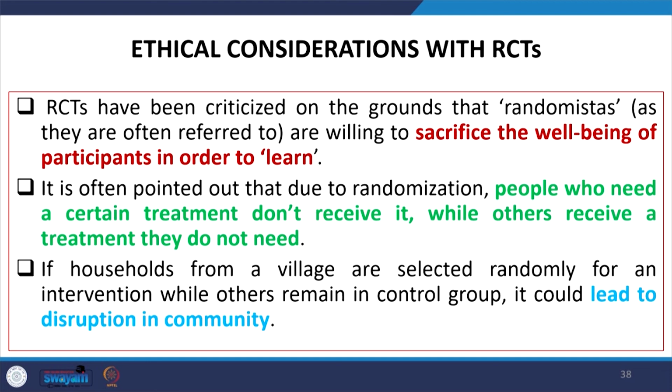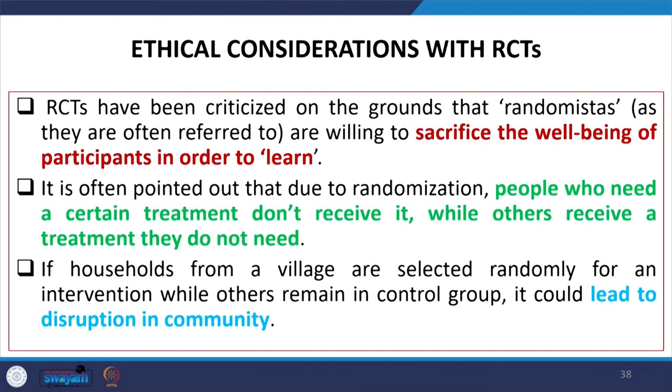RCT has been criticized on the ground that randomistas, as they are often referred to, are willing to basically sacrifice the well-being of participants in order to learn. Okay. It is often pointed out that due to randomization, people who need a certain treatment do not receive it, while others receive a treatment that they do not need.